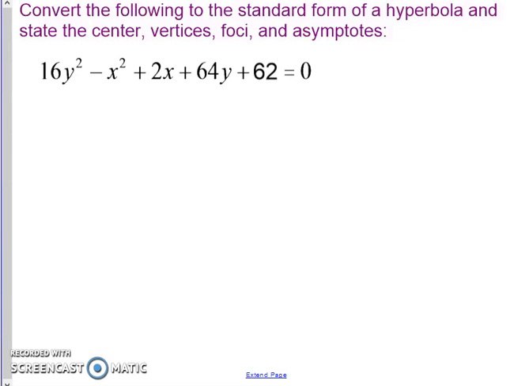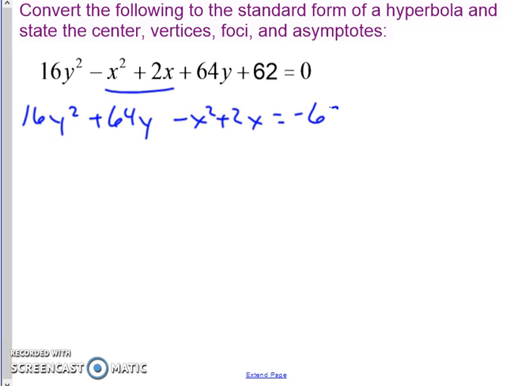Today we're going to do an example where they give us the general form of a conic section, and we're going to write it in the standard form for a hyperbola, state the center, vertices, foci, and asymptotes. So let's go ahead and group together the y values, the x values, and then we'll subtract over 62, which is our constant. And we'll start completing the square for our y values and then our x values.